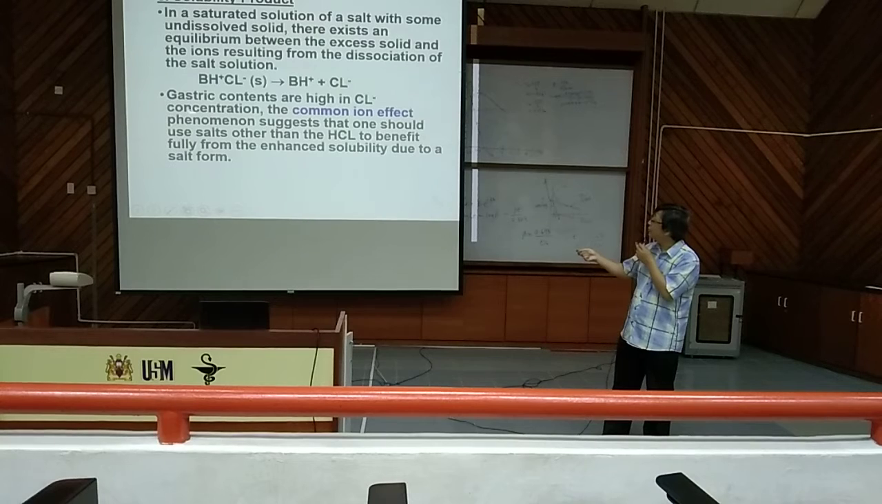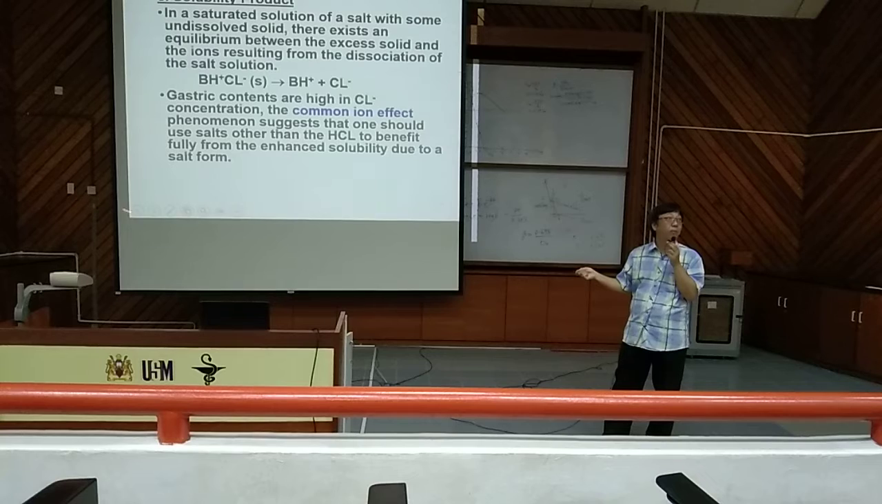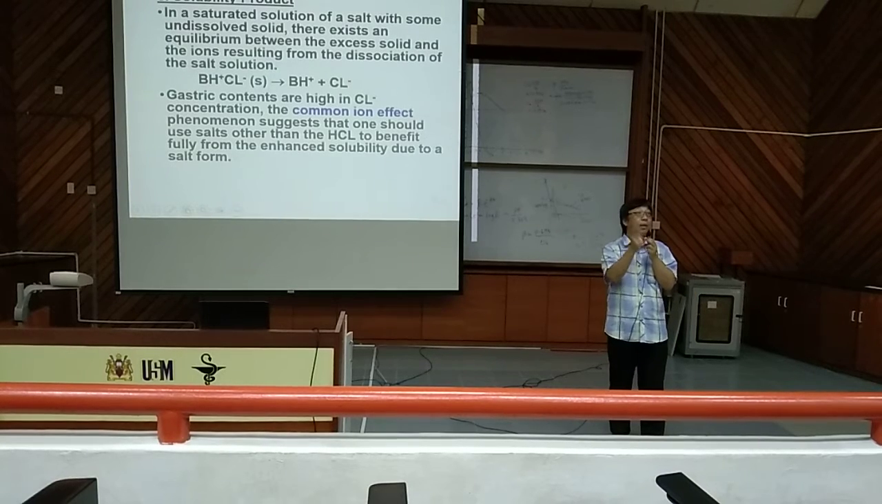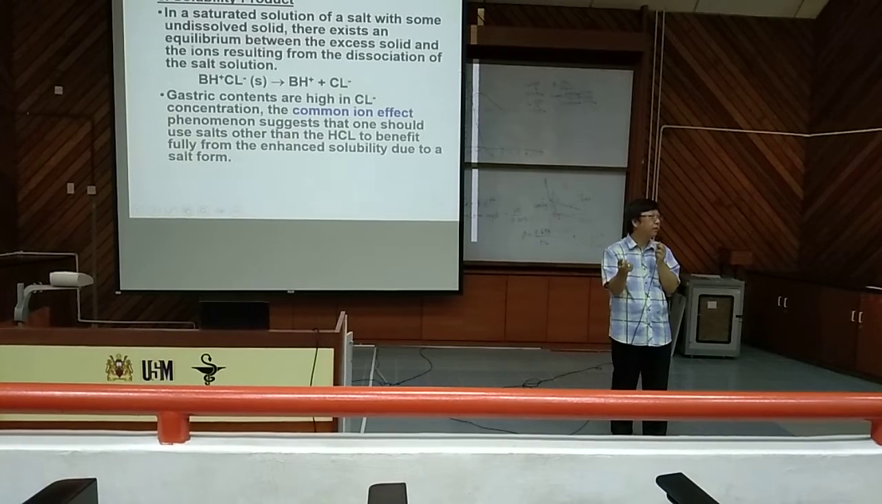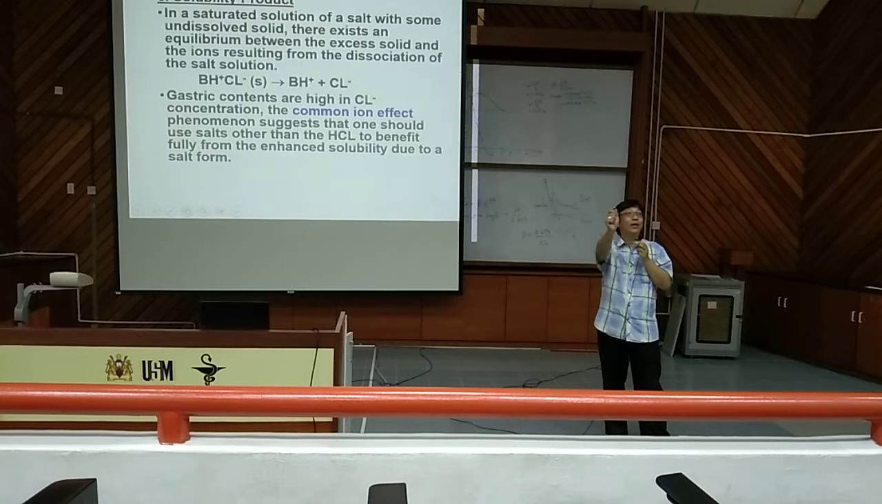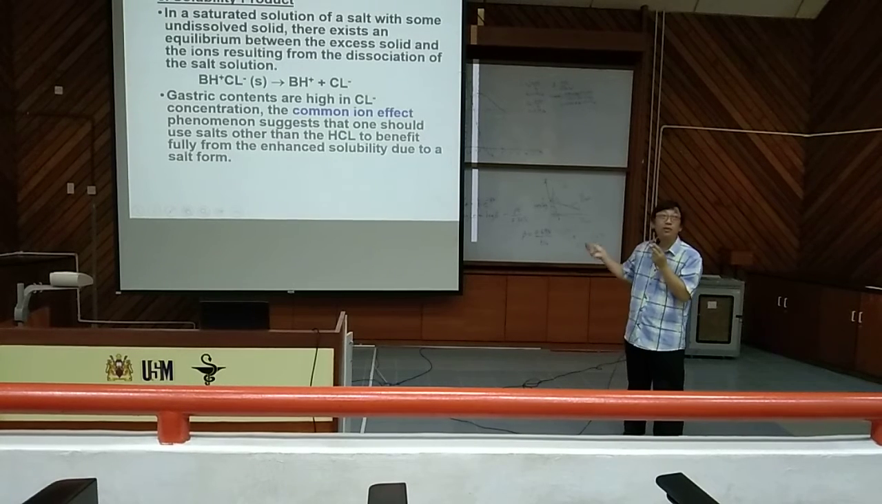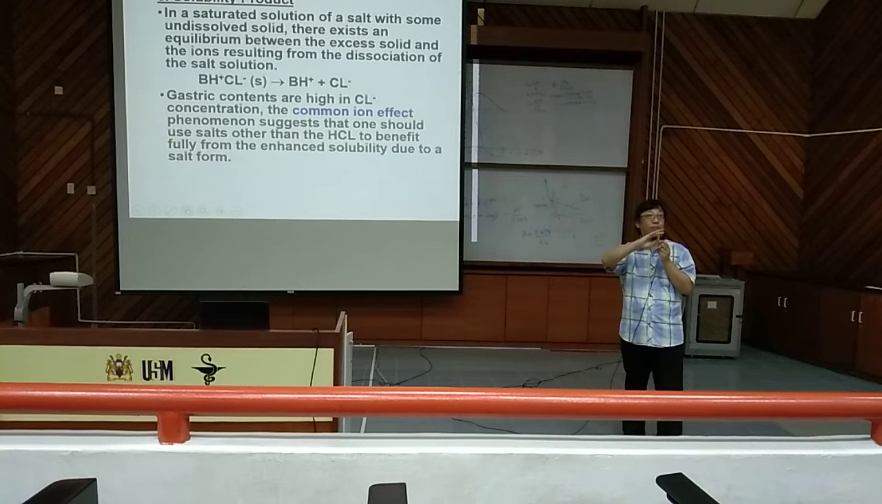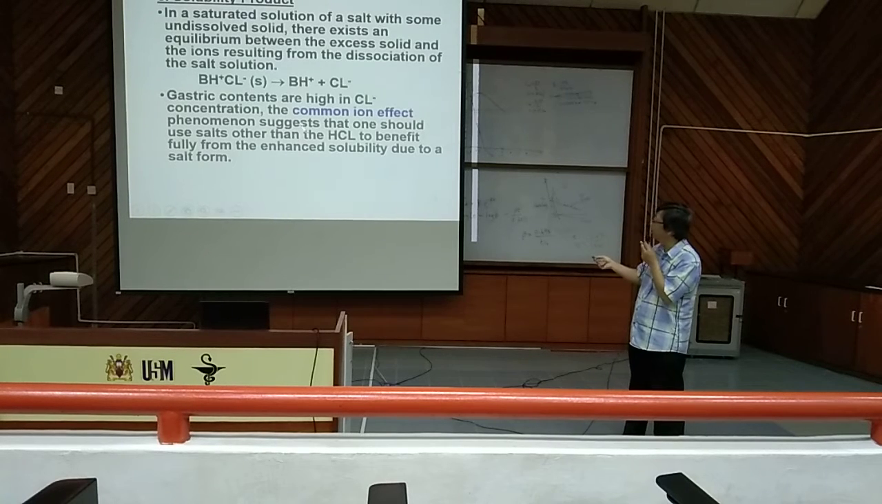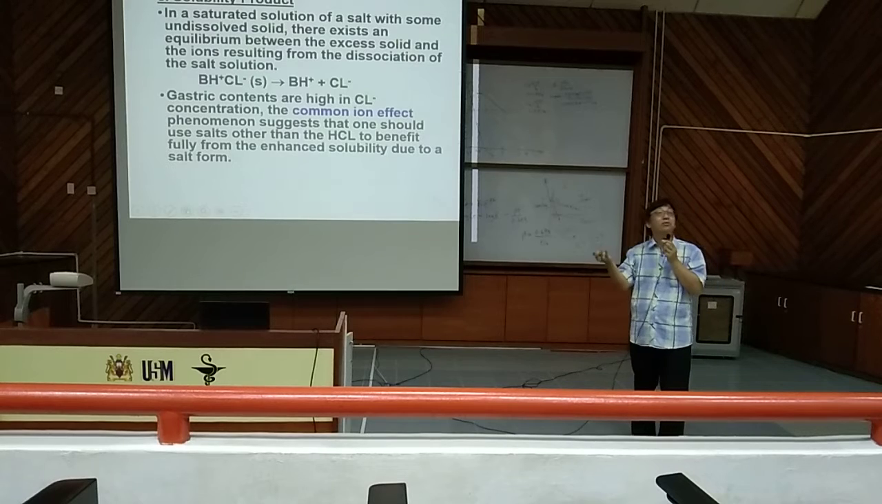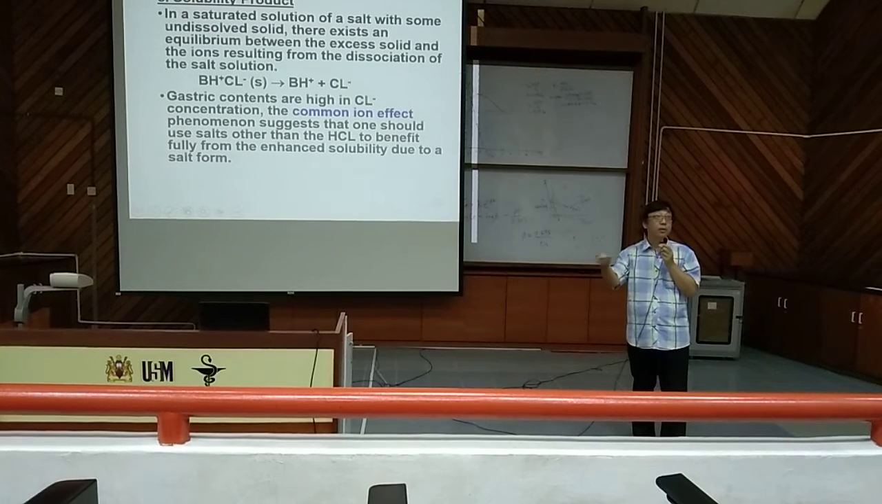Understand? Gastric contents are high in H+ and Cl minus. Alright? The common ion effect phenomenon suggests that one should use salts other than HCl to benefit fully from the enhanced solubility due to a salt form. If unionized form, what happens? Not soluble, right? Correct or not? Correct, yes. So they suggest you should go for a salt, but not the HCl. So what else can you have? Nitrate, sulfate, right?